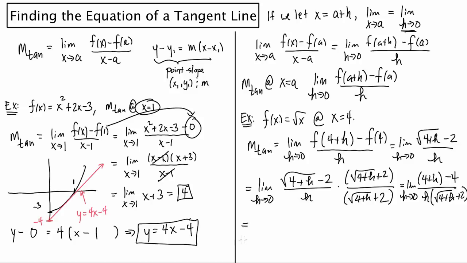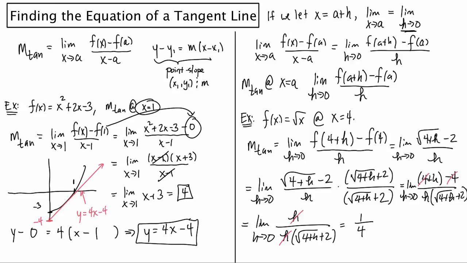All right, finishing that out, in the numerator, you can see the 4 and negative 4 cancel, which leaves the limit as h goes to 0 of h in the numerator divided by h times the conjugate. And we're lucky here because the h's cancel. And so if you evaluate this at h equal to 0, it ends up being 1 divided by the square root of 4, which is 2, plus 2, which is 4. So plugging in h equal to 0 gives us a tangent slope of 1/4.